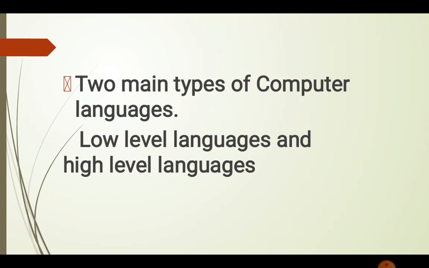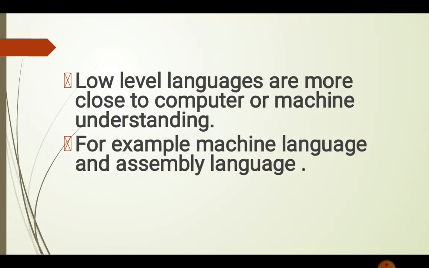Computer languages can be divided into two main types, low-level languages and high-level languages. Well, what are low-level languages? Dear students, low-level languages are those languages which are closer to computer or machine understanding, for example, machine language and assembly language. Students, machine language for every machine is different. That's why instructions given to one machine don't work on another machine.